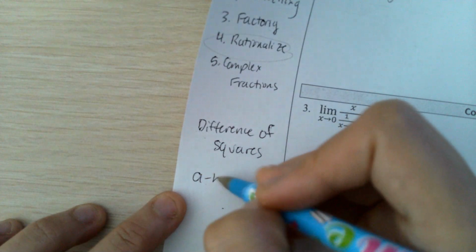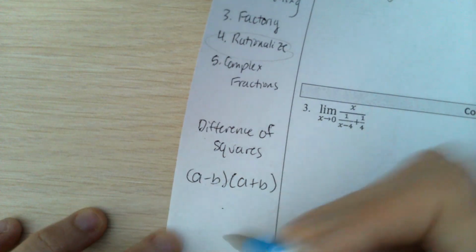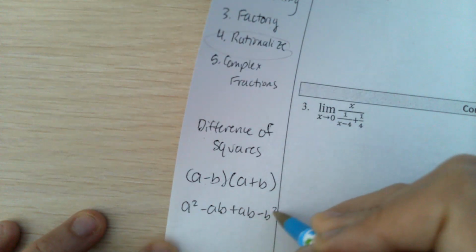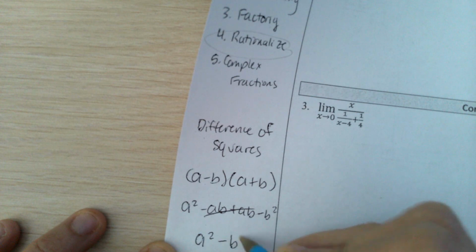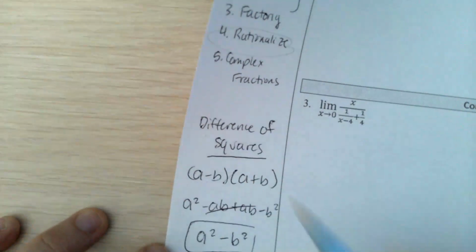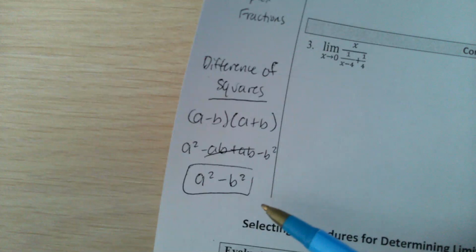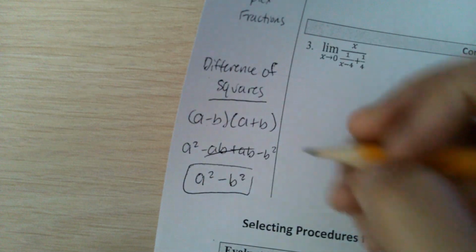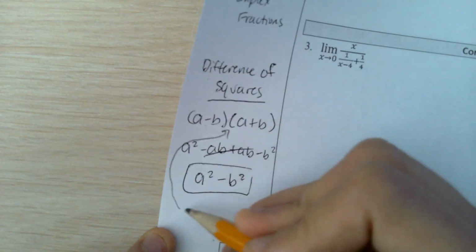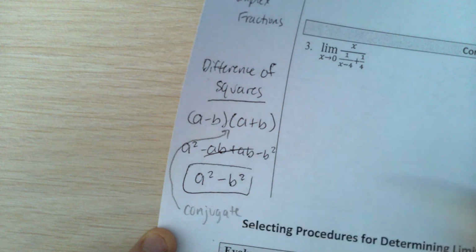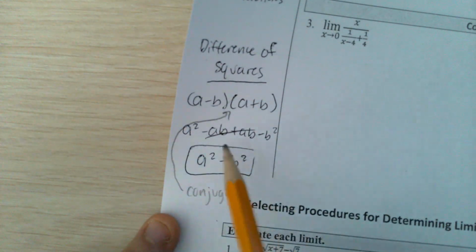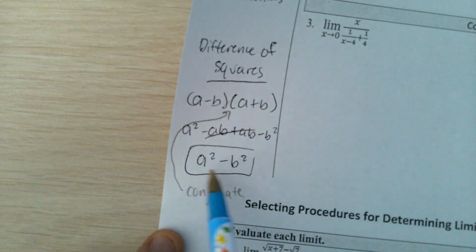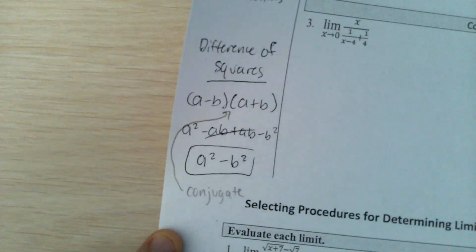If we have a minus b times a plus b, it ends up being a squared minus ab plus ab minus b squared, and those two cancel, so we just get a squared minus b squared. This is something that you should be really used to, knowing that if you do the conjugate, which is another vocab word, then it helps you cancel out these middle terms. And you should be able to go back and forth. If I gave you x squared minus 9, then the factors would be x plus 3, x minus 3.